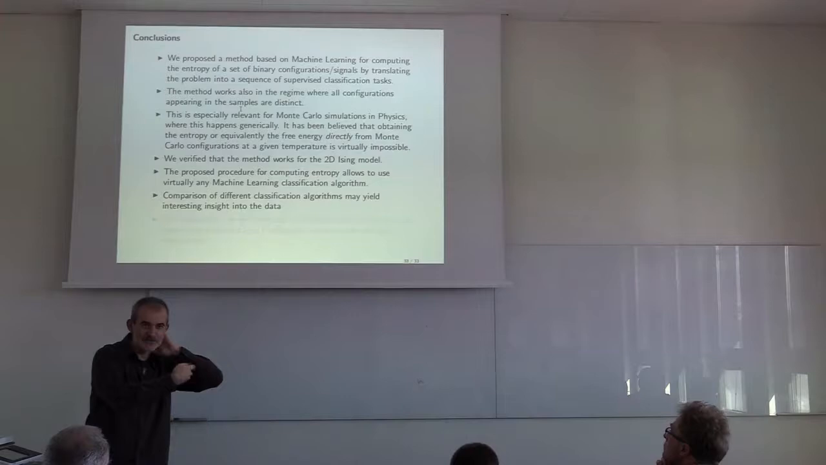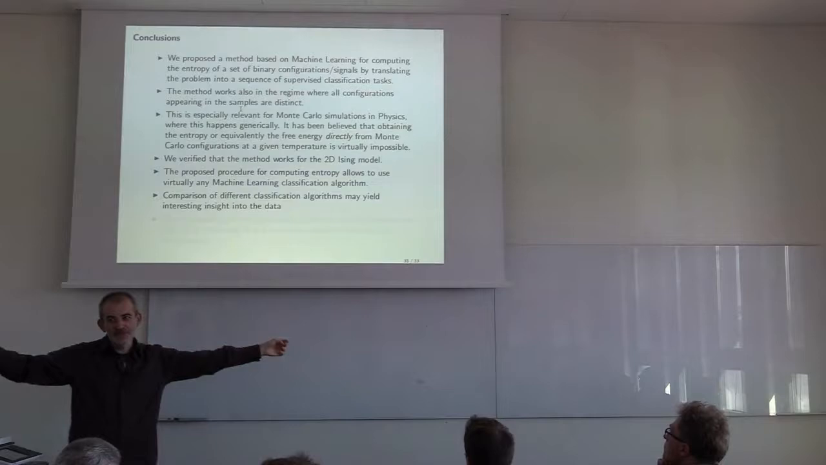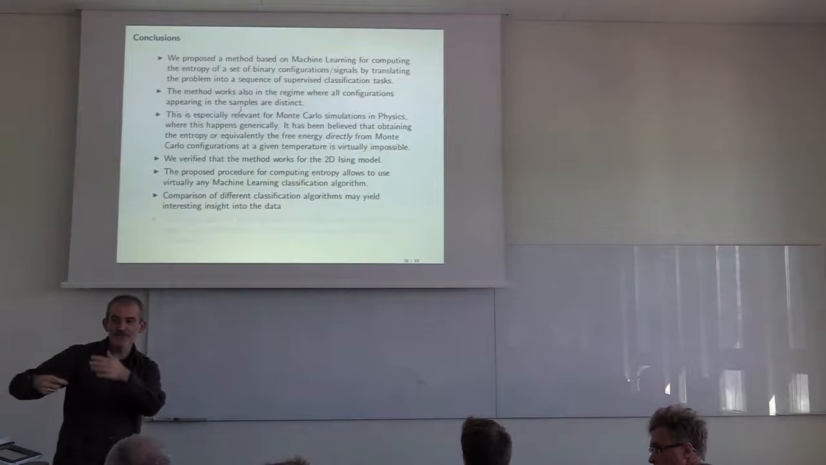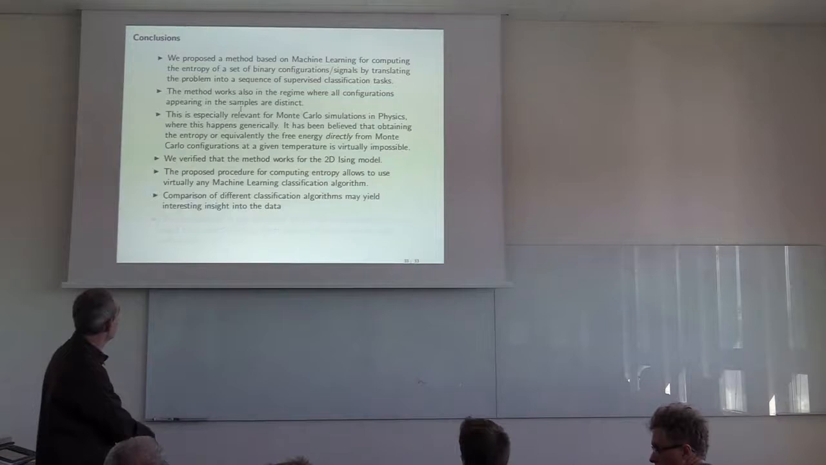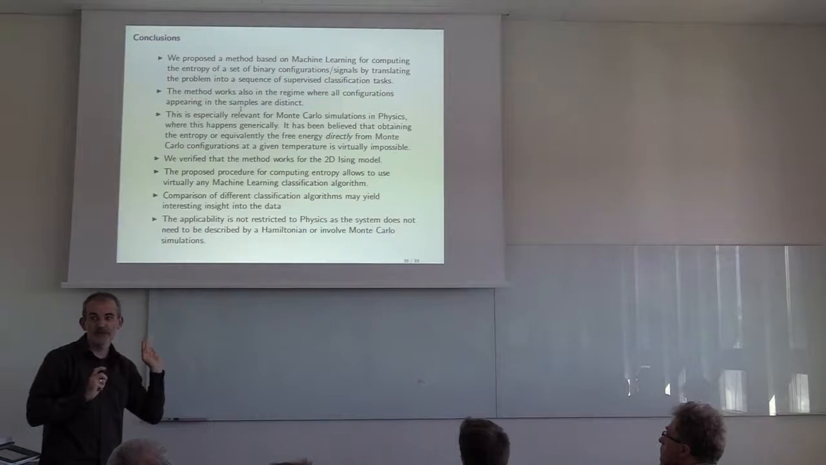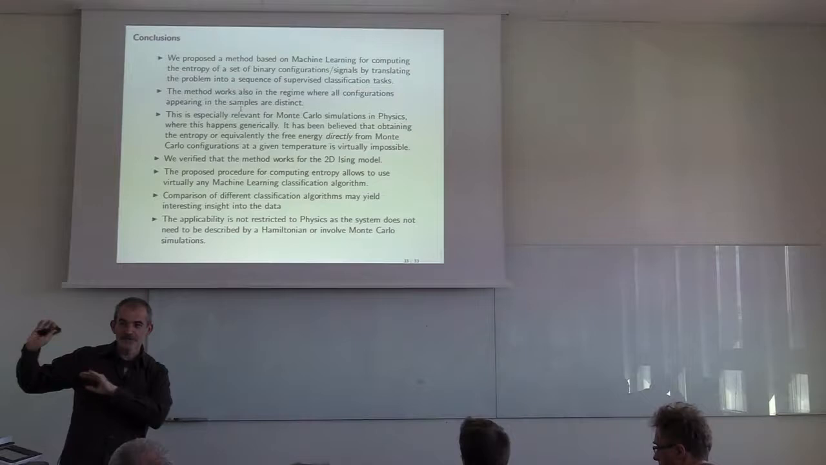Secondly, one could use, for example, Bayesian classifiers in the case where we have large dimensionality and not many data samples. So one can perhaps optimize which algorithms to use in which cases, based on the sparsity or dimensionality of the data we are interested in. And finally, the applicability is not restricted to physics, because we don't need the system to be described by a Hamiltonian or to have any notion of Monte Carlo. What enters the algorithm is just binary configurations as they stand. So they can be completely unrelated to physics, like spiking neurons or whatever.